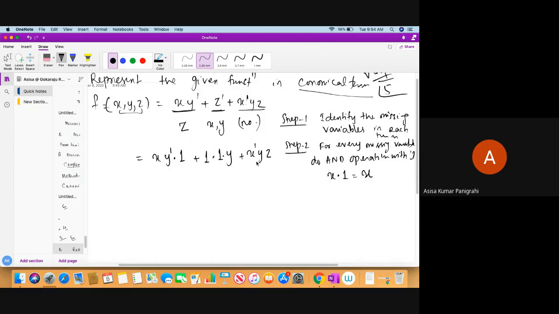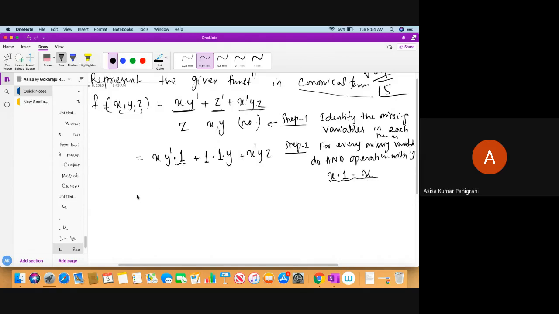Do you all understand, students? Here I have just identified the missing variables: z here, x and y here, and none here. Then for the number of missing variables, you do that many AND operations with 1, because 1 is the identity element. If I AND 1 with any variable, it is not going to change my function.